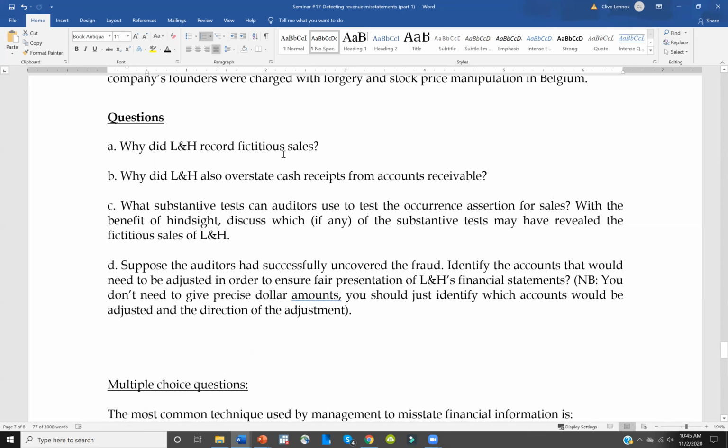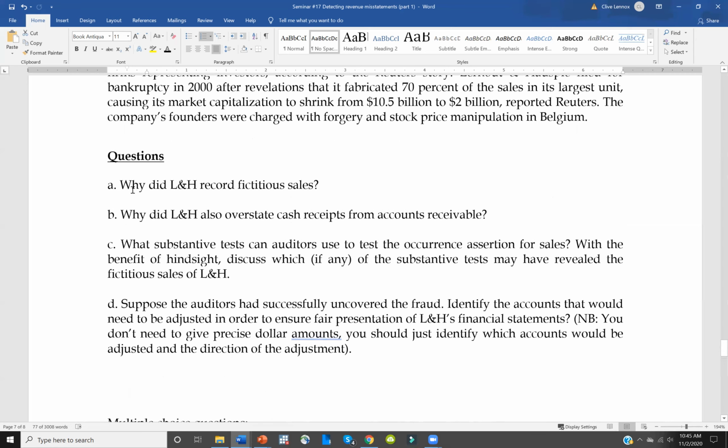Okay, so for this, there are the following questions. First of all, why did Learnout and Houseby record fictitious sales? Secondly, why did Learnout and Houseby also overstate its cash receipts from accounts receivable? So this was a revenue fraud that also resulted in a fraud involving cash.